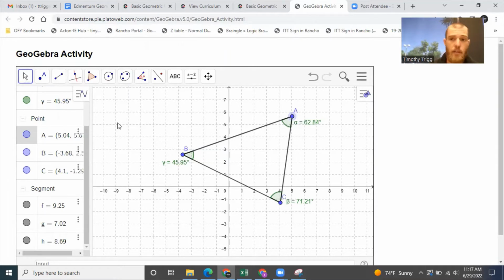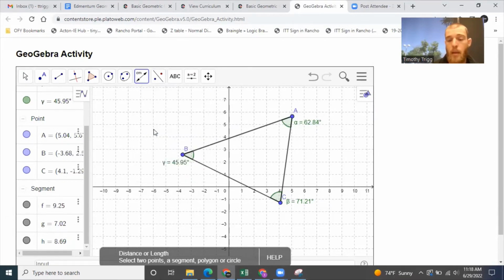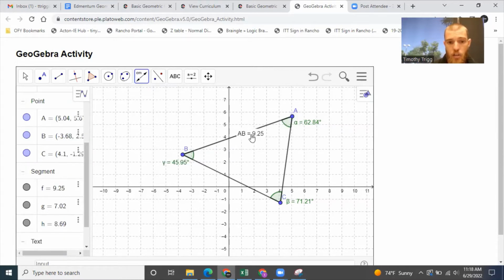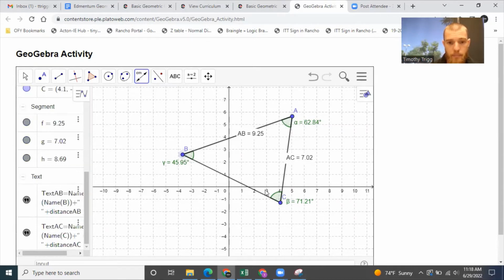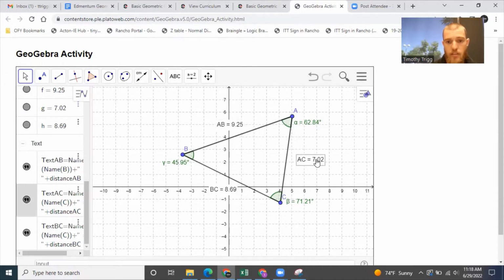Now it also asks for the distance of each segment. So the length from A to B, and B to C, and A to C. So let's go back to this angle here, but you're actually going to go down to distance or length. Then if I want to find the length of AB, I click A, B. And it should say AB equals 9.25. That's what it is for mine. Yours will probably be different. Click A, C, click B, C, and you should see the different lengths there. So it tells you the length of each of the segments.